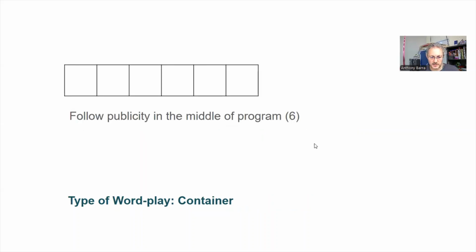Follow publicity in the middle of program, 6 letters. And this is going to be another example of a container clue where one thing is inserted or surrounded by or contained by another thing. And here we see program. Another word for program is show, S-H-O-W. And we have publicity or an ad, advertisement, in the middle of program. And altogether that creates the word follow. I mean, a word that means follow, and that is shadow.